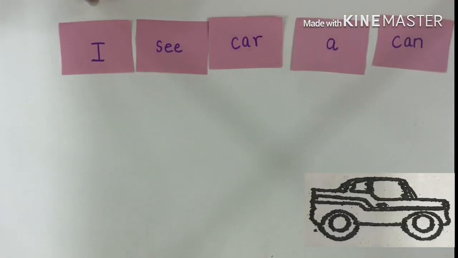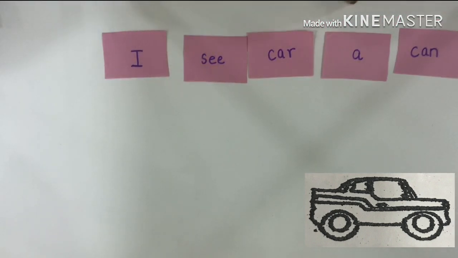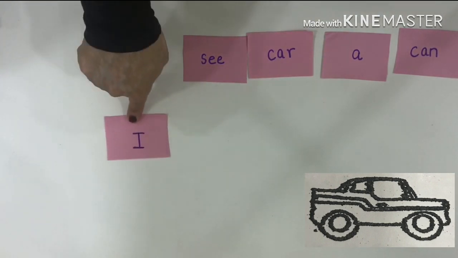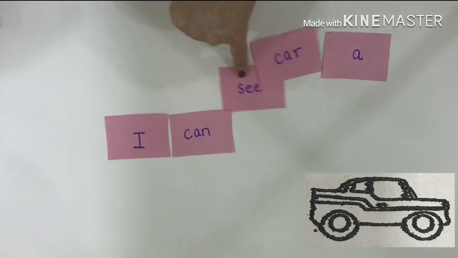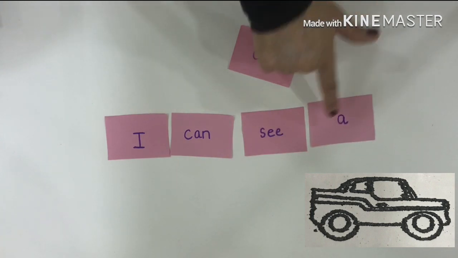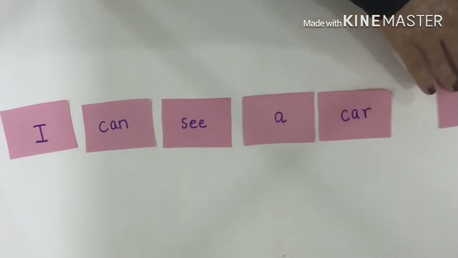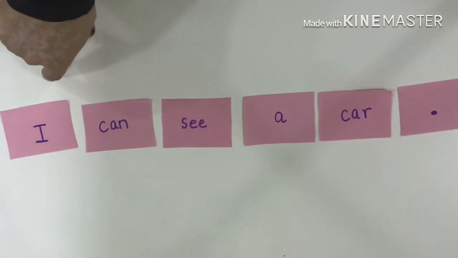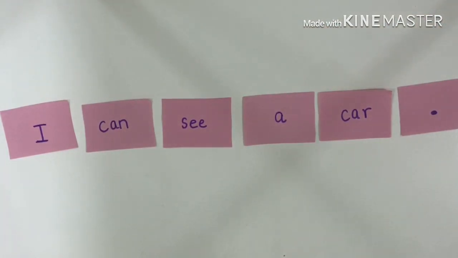Let's do another example. I, see, car, a, can. Now the capital letter I can see here is the I. So this is going to be the starting word, I. Okay, and what do I see in the picture? I can see a car. So I can see a car. And don't forget the full stop, please. Thank you. And that makes the complete sentence. I can see a car.